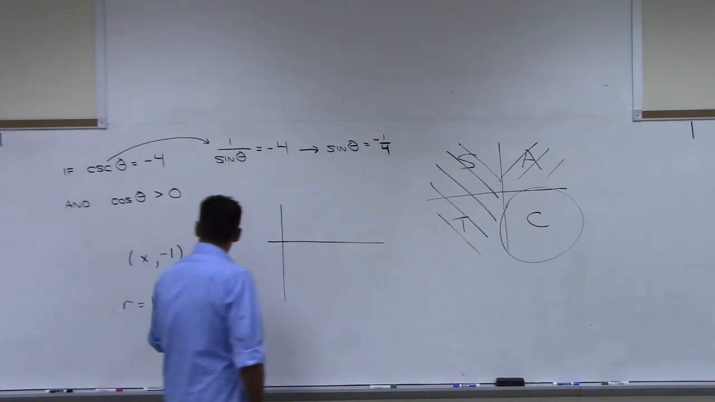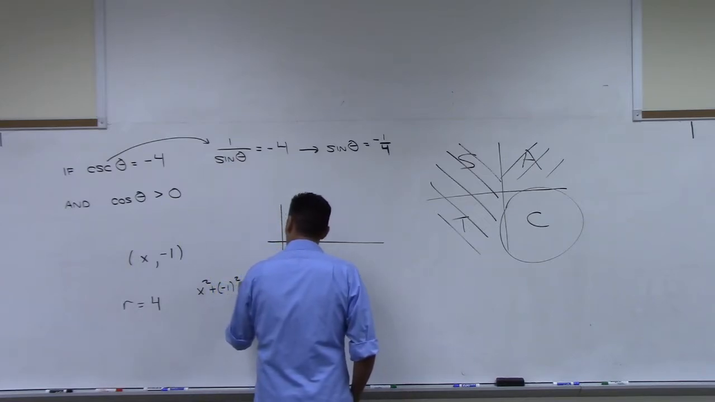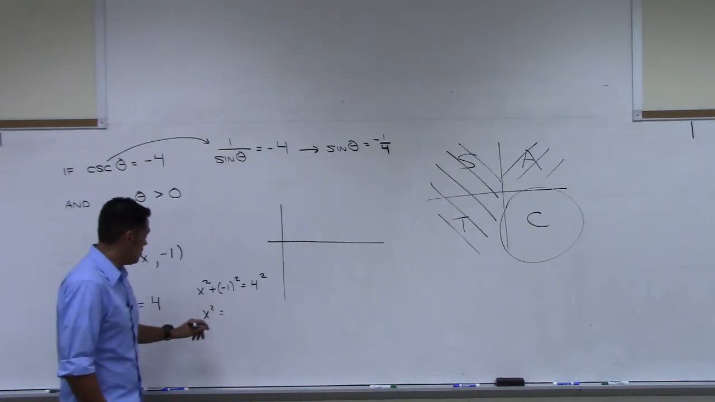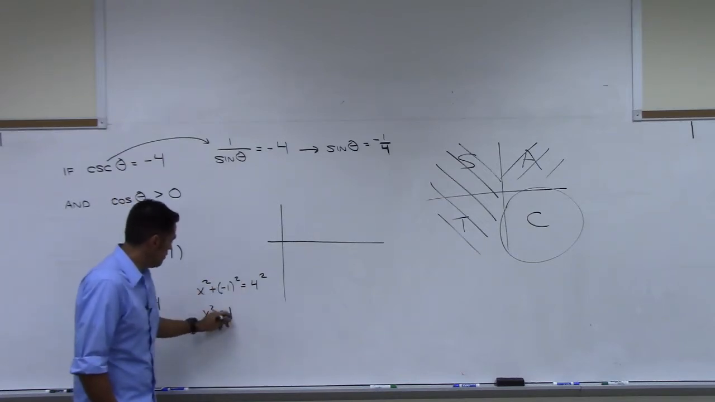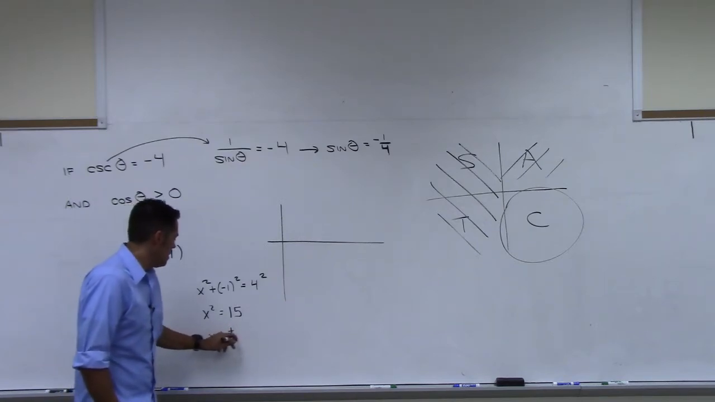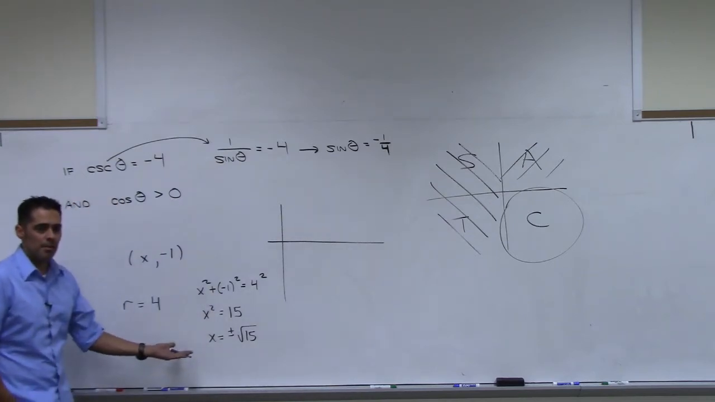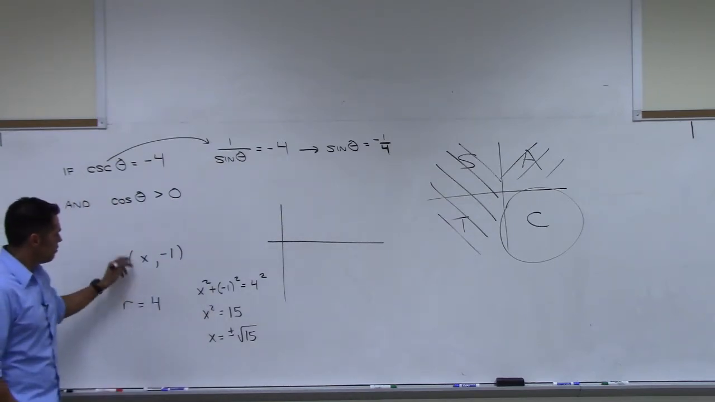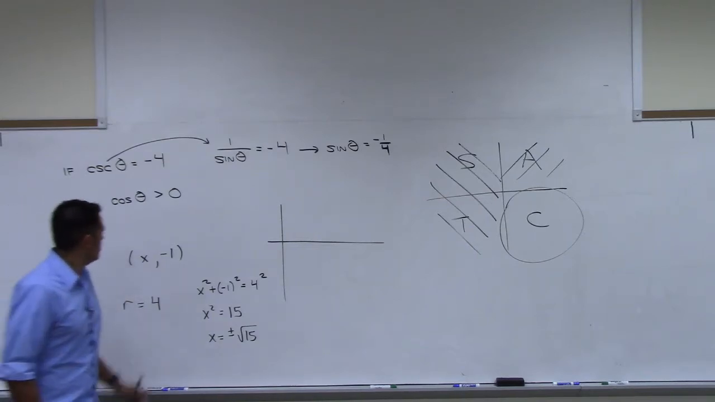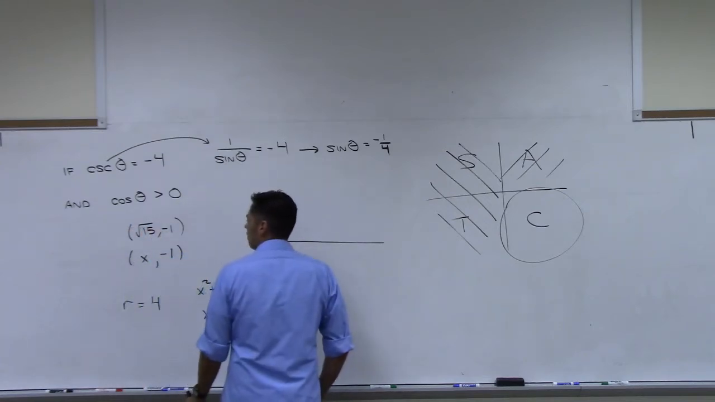So I can say x squared plus -1 squared must equal 4 squared. And so x squared equals 16 minus 1, which is 15, and then x is plus or minus root 15, but it can't be the minus, right? It has to be the plus. So root 15 is x, and then you can solve for the rest. You've got everything you need once you have that.